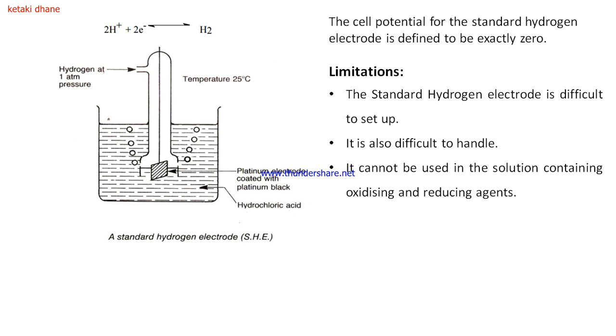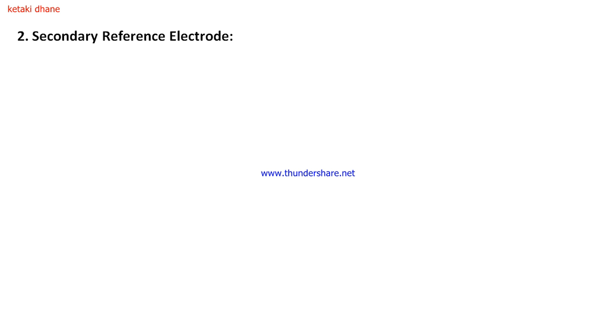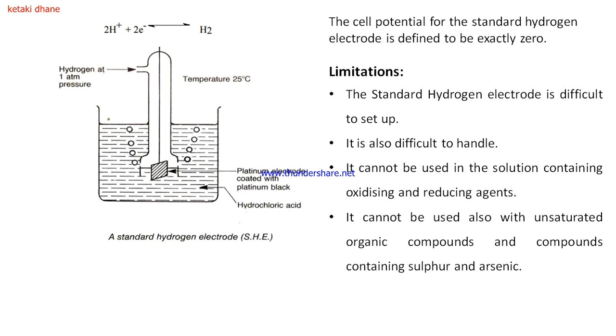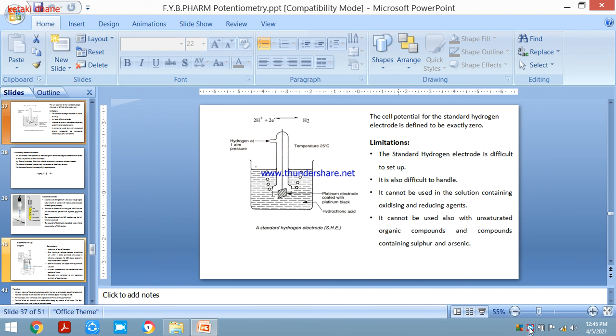Now the cell potential for the standard hydrogen electrode is defined to be exactly 0. And the limitations and demerits of this electrode: the standard hydrogen electrode is difficult to set up, it is also difficult to handle, and cannot be used in solutions containing oxidizing and reducing species. It also cannot be used with unsaturated organic compounds and compounds containing sulfur and arsenic. So already we have discussed 3 different types of electrodes.